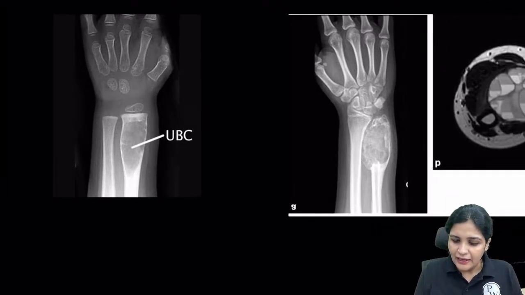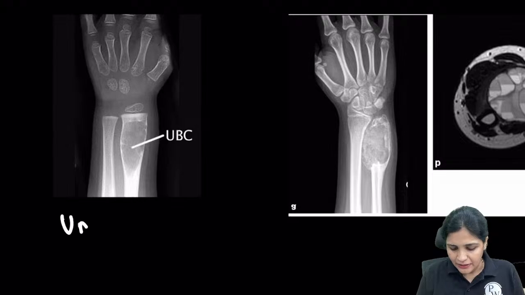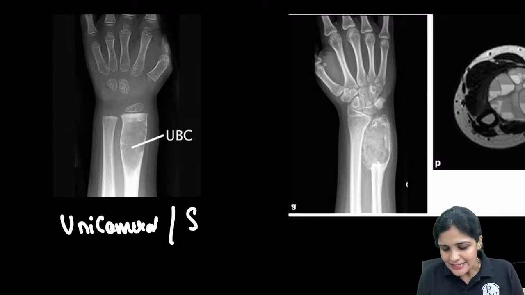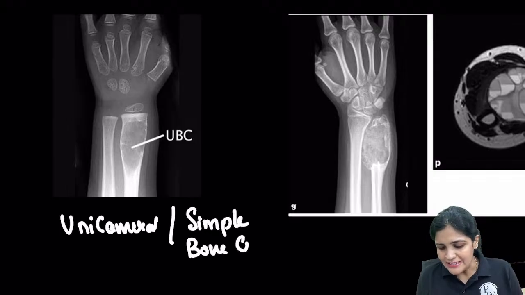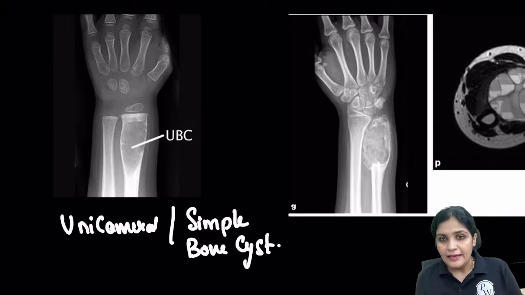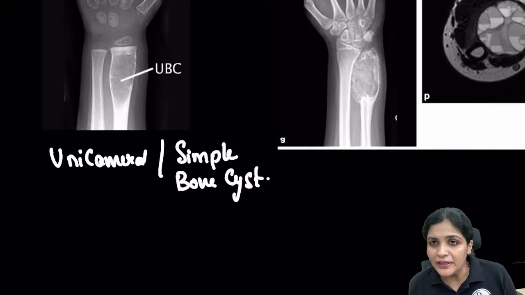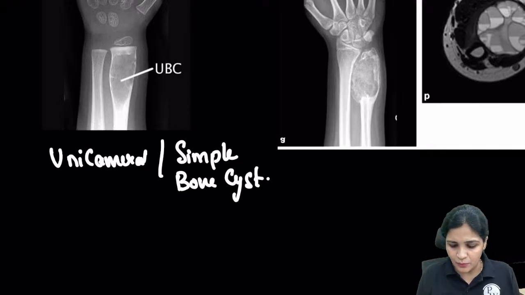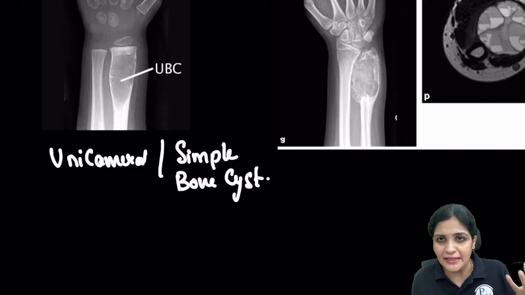So this is the unicameral bone cyst, or it is also called the simple bone cyst, right? So what is a cyst? Cyst is nothing but something which is filled with the fluid, and whenever this appears in the bone, this is called a simple bone cyst.